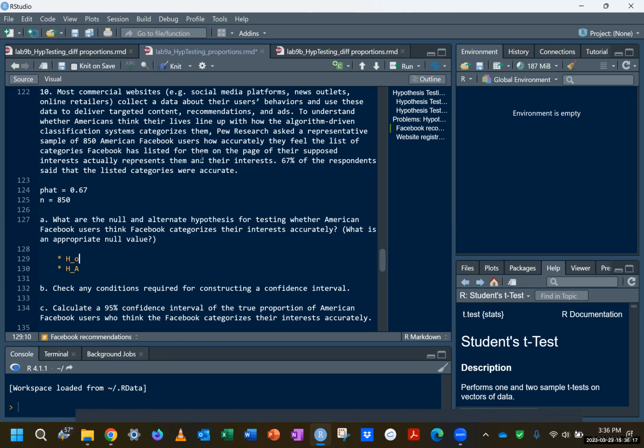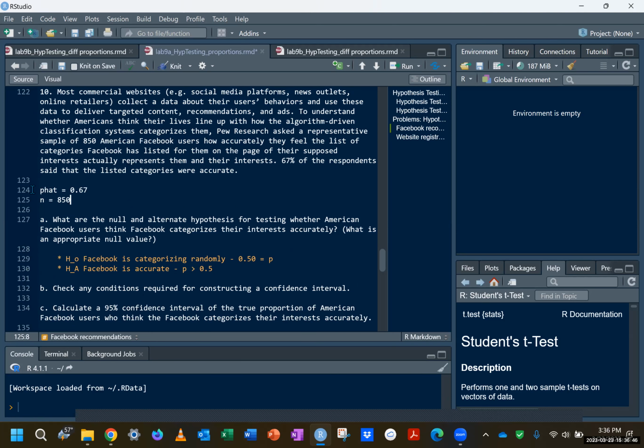The question is, do they categorize accurately? The null would be, no, there's nothing going on. Facebook is random, in which case we would think about 50% of the time they'd get it accurate. So that's our p. And the alternate says, no, Facebook is accurate. So we're going to expect to find a p that's greater than 0.5.